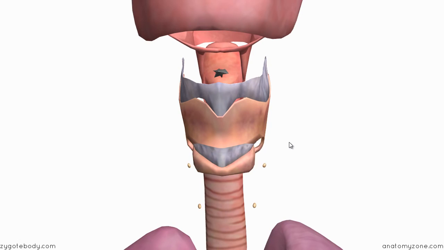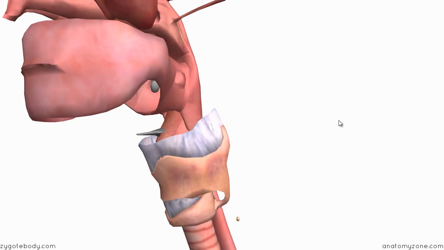So the larynx is made up of 6 cartilages. So you've got 3 unpaired cartilages and 3 paired cartilages. So the paired cartilages are smaller and the large unpaired cartilages are larger. So we'll start at the top and work our way down, and we'll look at these cartilages in a bit of detail.